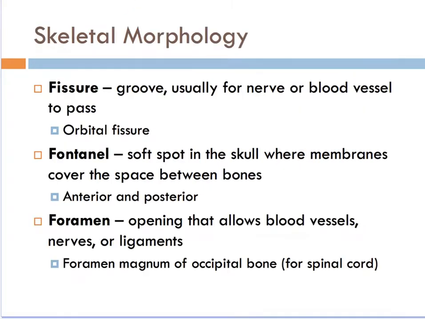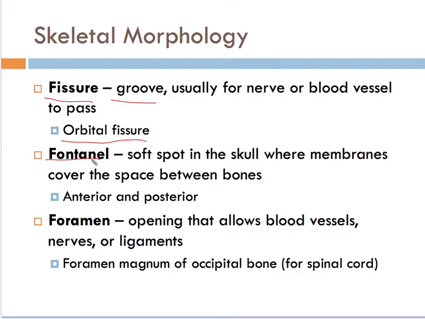We'll continue on. Your next three terms are fissure, fontanelle, and foramen, the three F's. A fissure is a groove. It usually allows nerves and blood vessels to pass through. An example would be your orbital fissure, which is found in your eye.